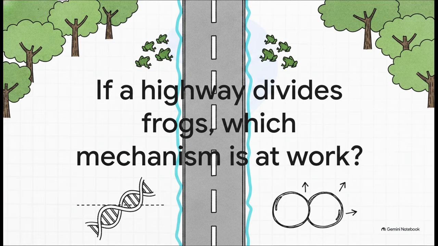If you said geographic isolation, you hit the nail right on the head. By physically separating the frogs, that highway cuts off gene flow, completely setting the stage for those 2 frog populations to evolve independently over the coming centuries.